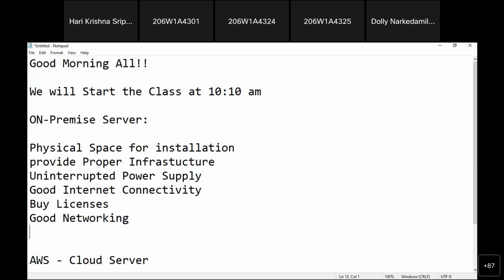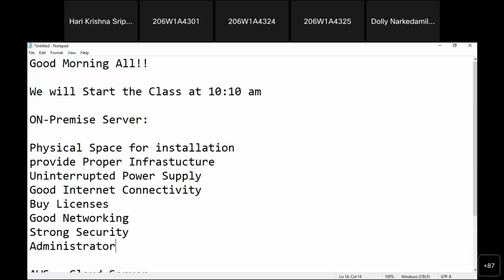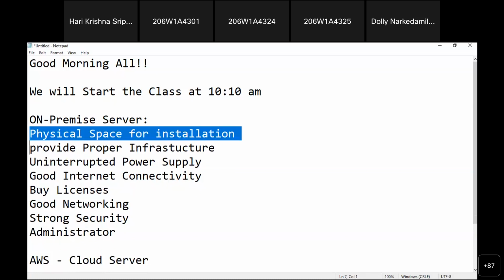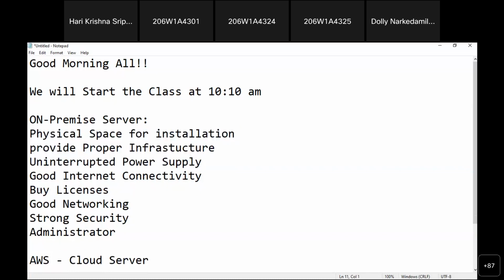Then you need an administrator. You need to have strong security. The list is very big. When this question is asked in your interview, you can just take 2 or 3 points and explain them. These are all the challenges which we have to face when we are maintaining our server on-premise.